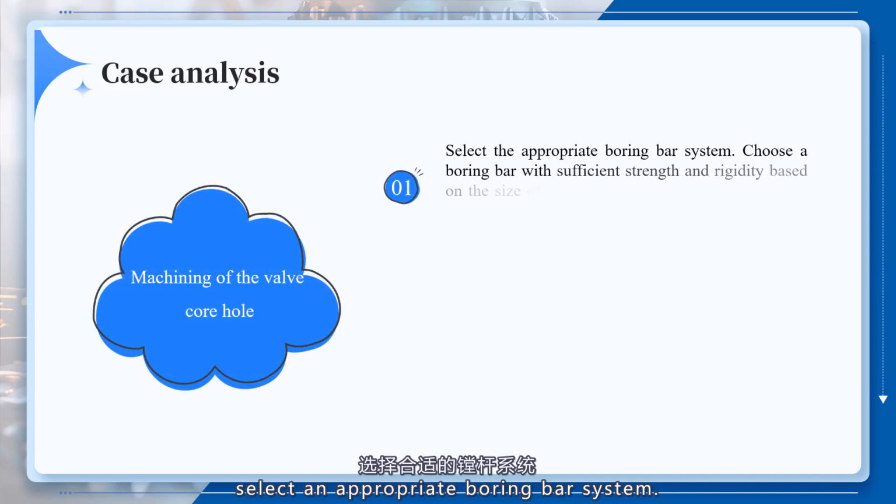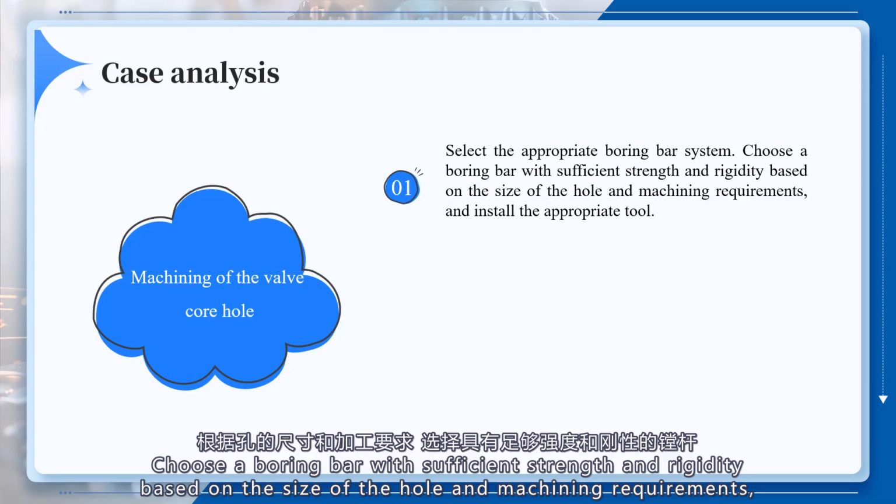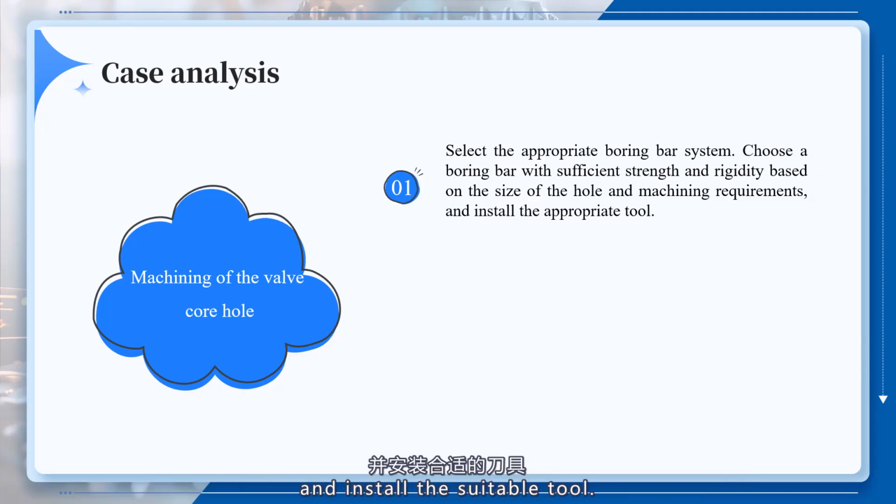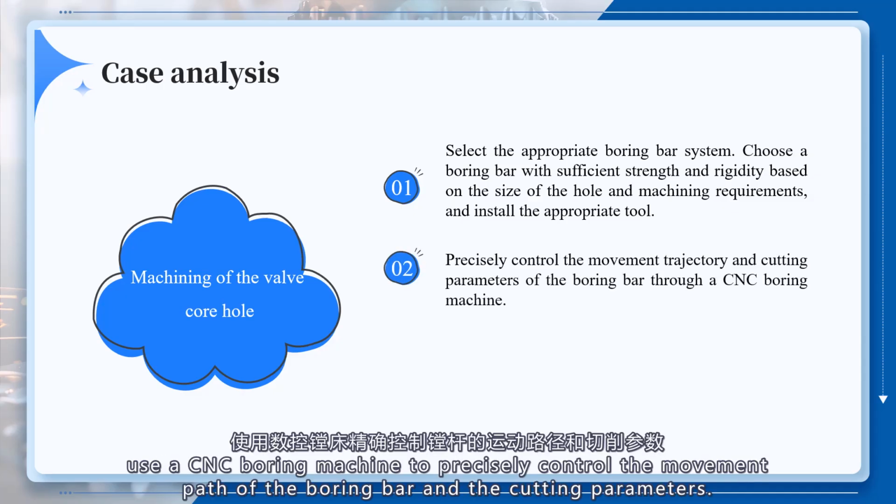First, select an appropriate boring bar system. Choose a boring bar with sufficient strength and rigidity based on the size of the hole and the machining requirements, and install the suitable tool. Then, use a CNC boring machine to precisely control the movement path of the boring bar and the cutting parameters.